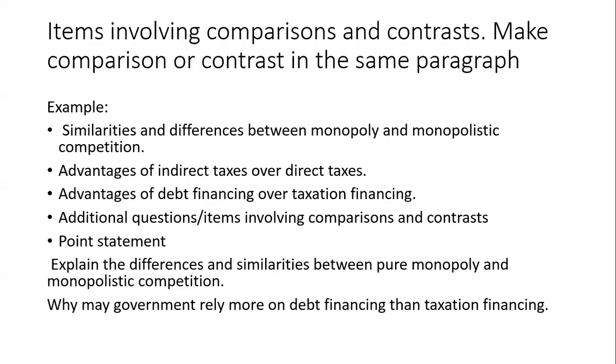For example, in a monopoly and monopolistic competition, if you are looking at a similarity, they all have many buyers. And later on, when you look at the difference, you will discover that monopoly makes abnormal profits both in the short and long run, while monopolistic competition makes normal profits in the long run. That's a contrast.